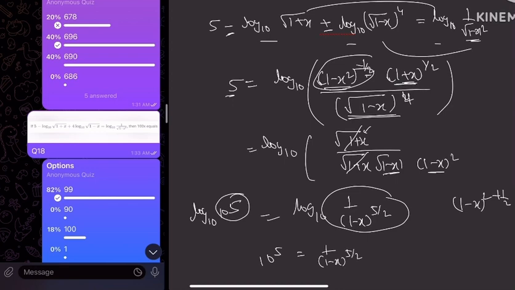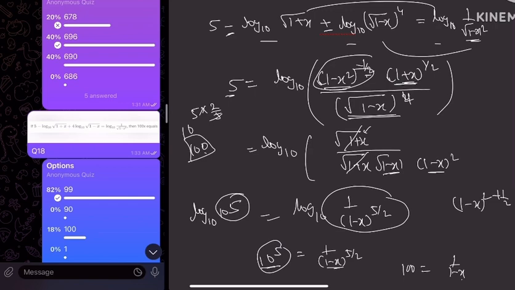Now what we'll do is take power 2 by 5 on both the sides, so that we get 1 minus x. So when we write 10 to the power 5 into power 2 by 5, this gets cancelled, and this can be written as 100. So LHS becomes 100, and RHS is as it is, 1 minus x. Send this over here.